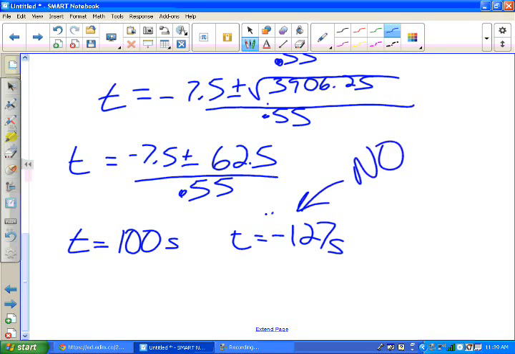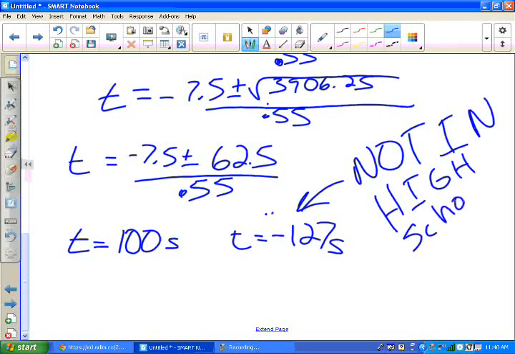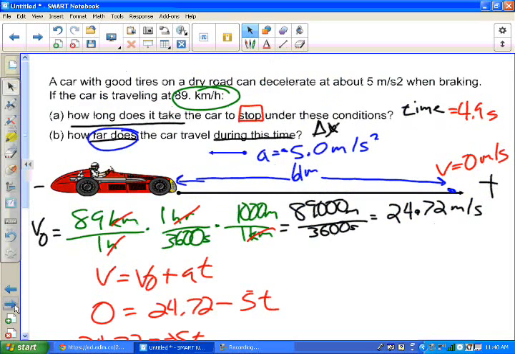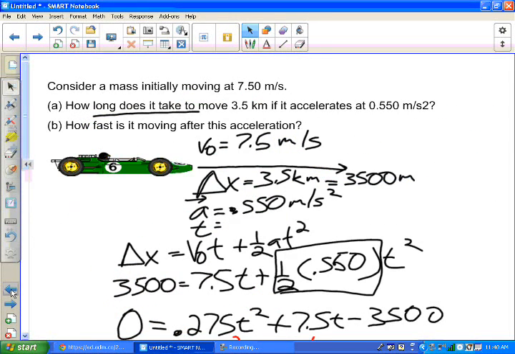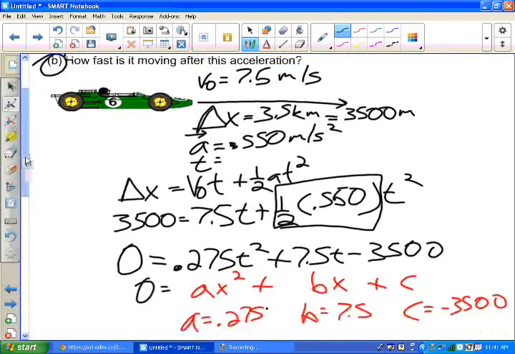Now, the negative 127 seconds is something that we wouldn't do in high school, so not in high school will we ever mess with that. So the real answer that we're looking for is it takes 100 seconds to do that, or 1.4 minutes, I think is what that would convert to. So again, to kind of recap, what we were looking for was how much time would it take for a mass that's traveling at 7.5 meters per second to travel a distance of 3,500 meters.